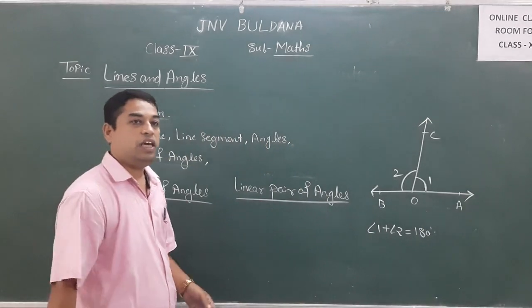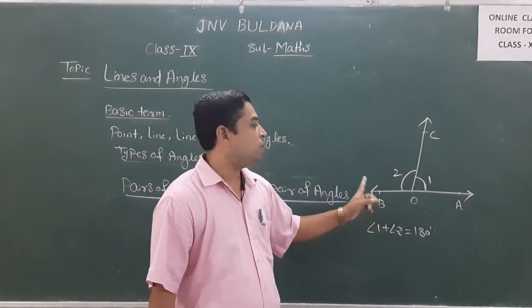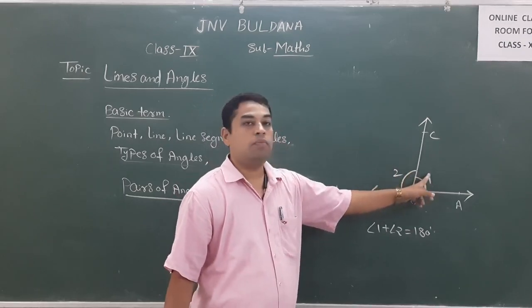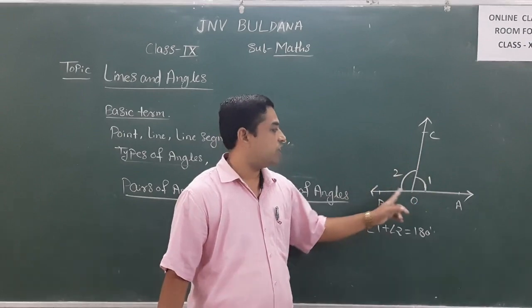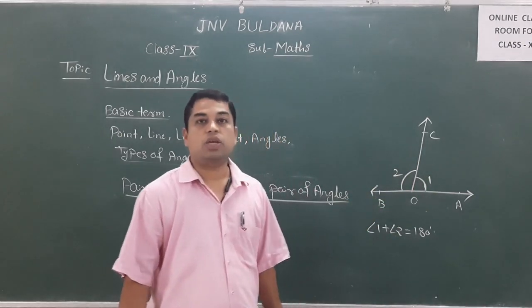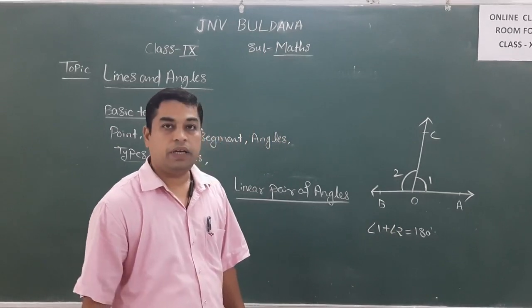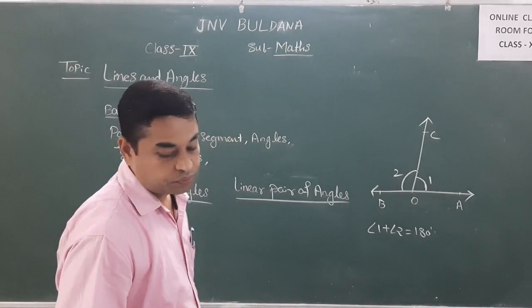Now we can say if a ray stands on a straight line, angles will form. If two or more angles form on one straight line, the sum of these angles is always 180 degrees, and this type of angle is called a linear pair. This is a linear pair of angles.